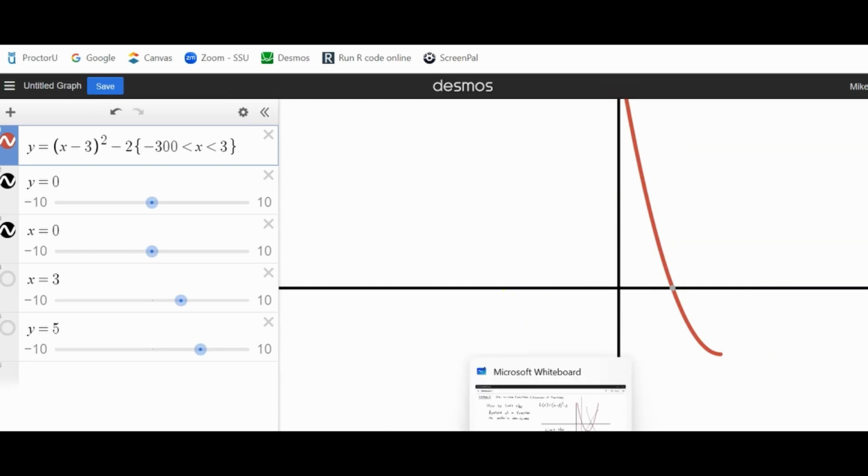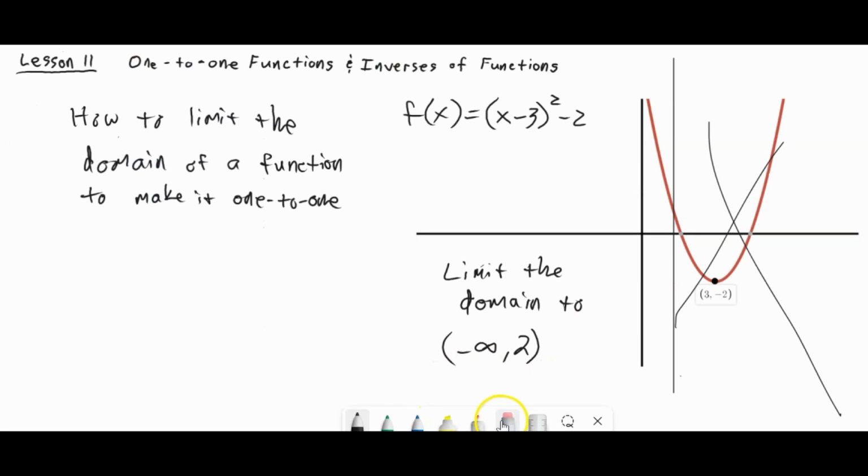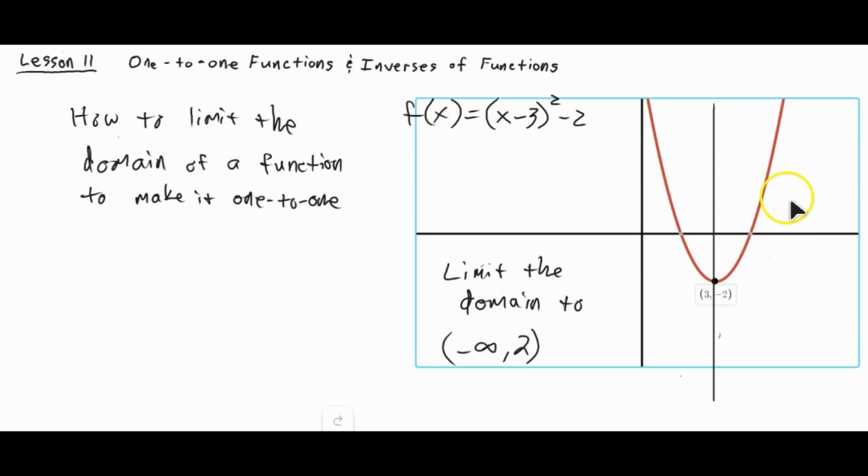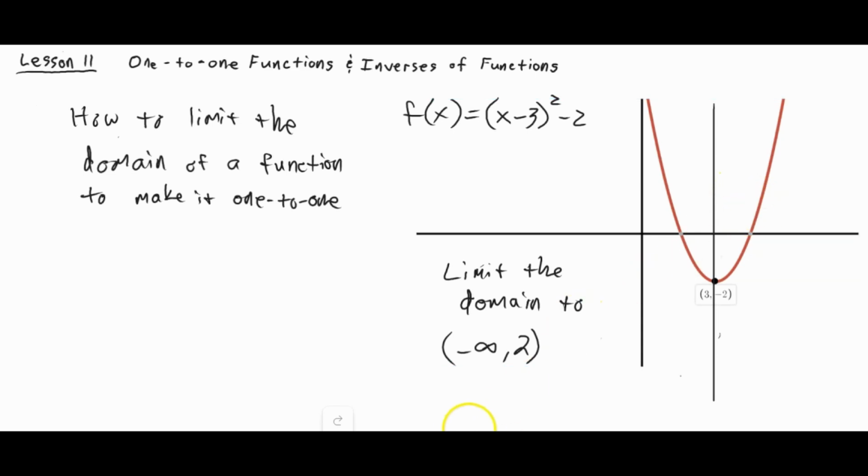And the way that we accomplish this, like I said, is we make the vertical cut. If we make the vertical cut right here where the vertex is, it will cause both sides of the graph separately to pass the horizontal line test. So now, if we limit the domain from negative infinity up to 3, and it would have to include 3, so we're going to put a bracket, or starting at 3 and going up to infinity, okay?